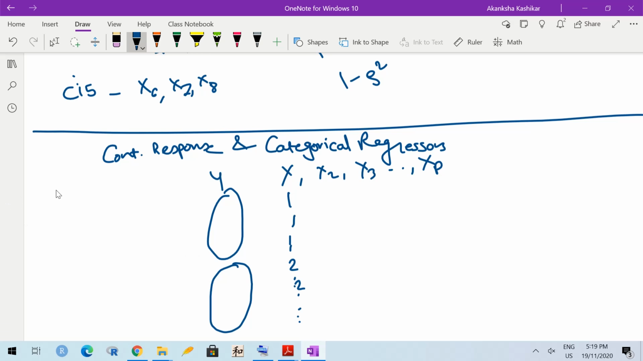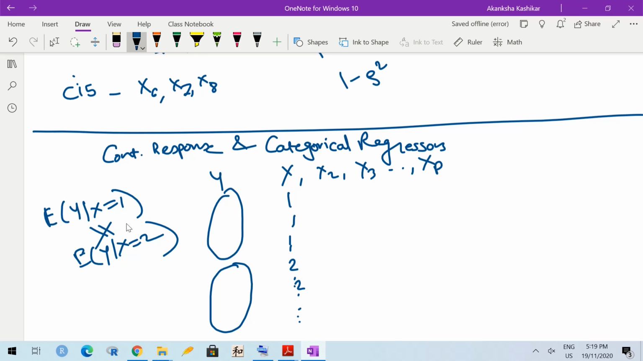Let me repeat. What I am saying is that the conditional mean of y given x equal to 1 should be significantly different from the conditional mean of y given x equal to 2. If they are significantly different, then I can say that yes, x probably has a good influence, good in the sense of significant influence, on y.